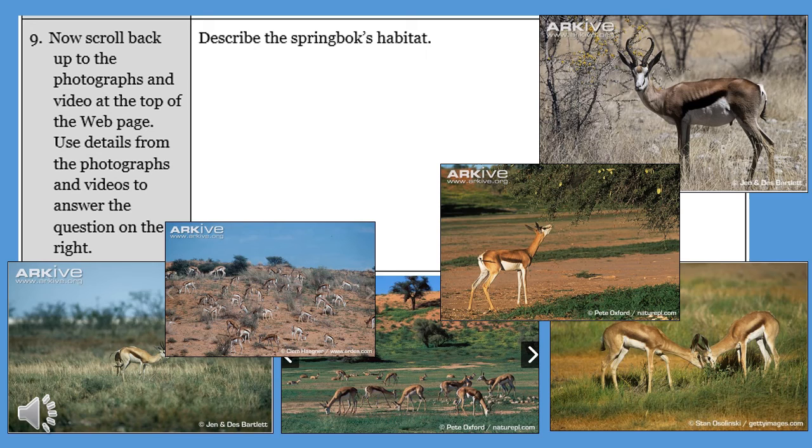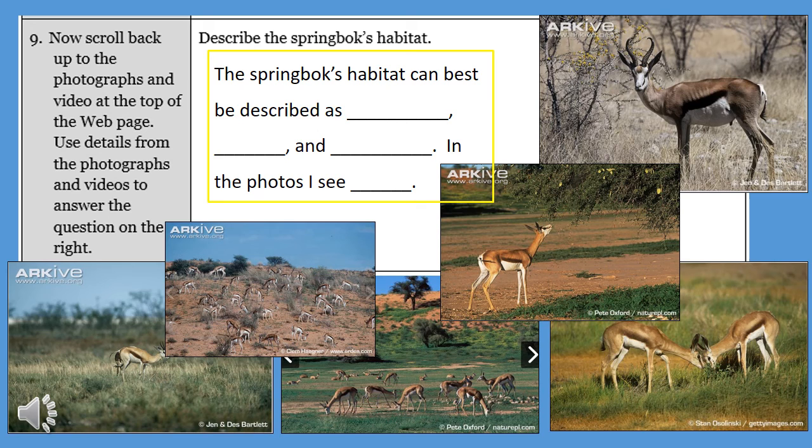Number 9 tells you to describe the Springbok's habitat. To answer this, you're going to use the following sentence starter. The Springbok's habitat can best be described as blank, blank, and blank. In the photos, I see blank. You can fill in the blanks with whatever you see.